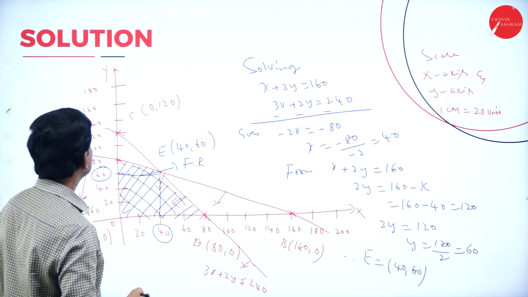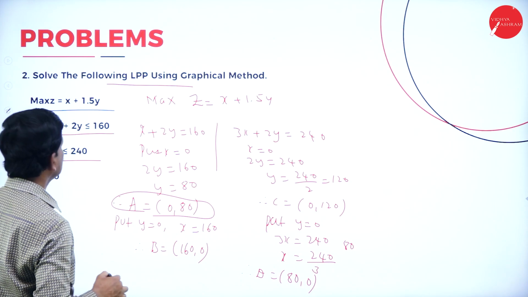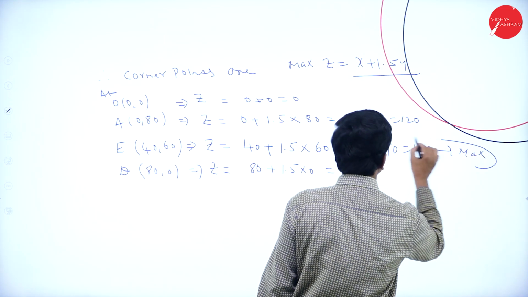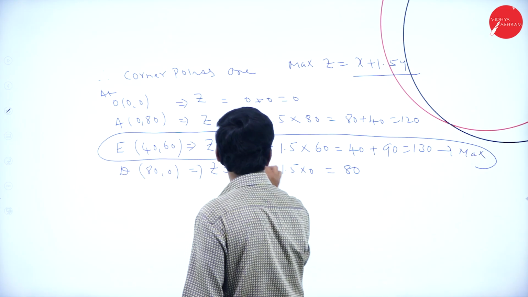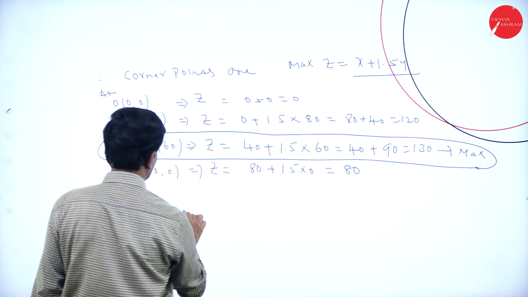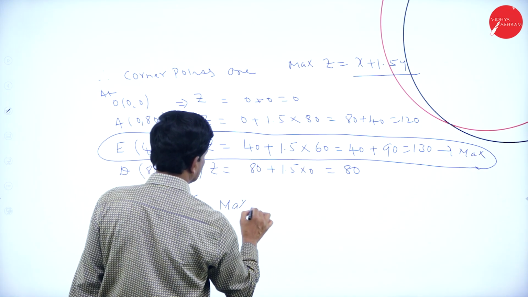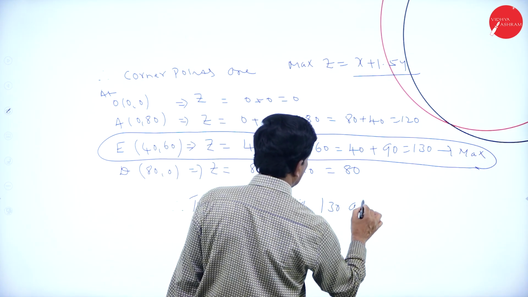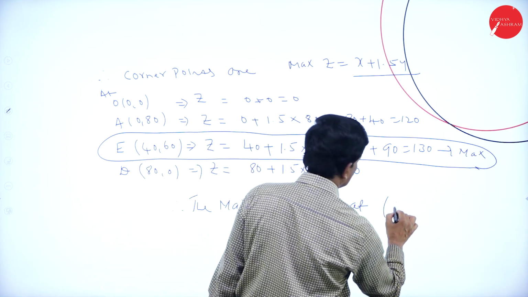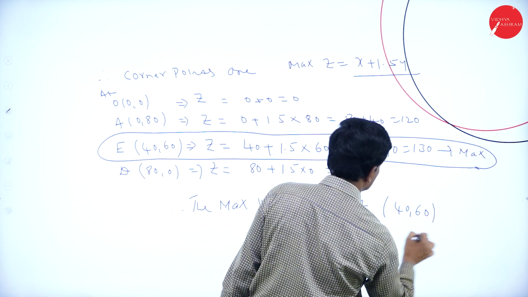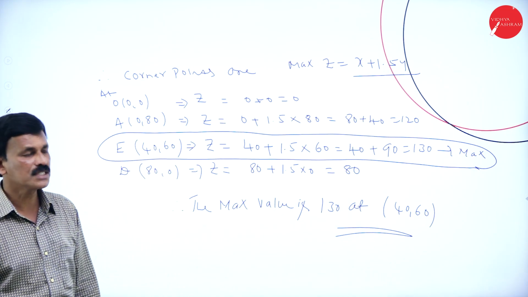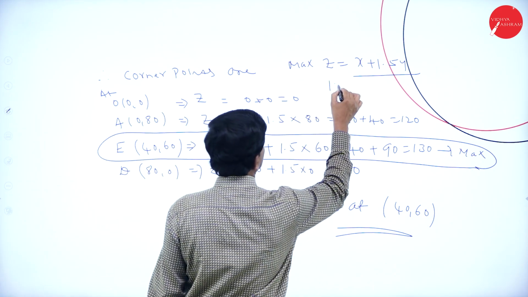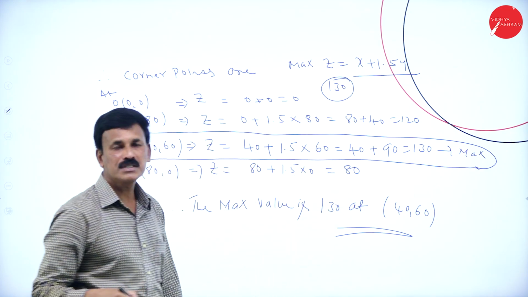Now, what is the intention? To get the maximum value of Z. Here the maximum value is this one. Therefore, the maximum value is 130 at the point E, 40, 60. That's it. At 40 and 60, the maximum value is 130. So, the maximum value is 130 at 40, 60.